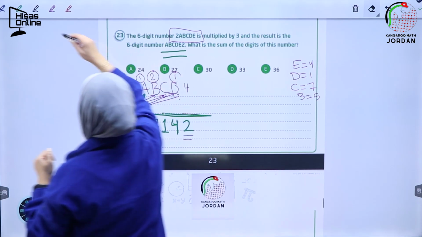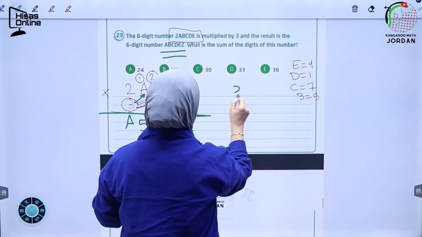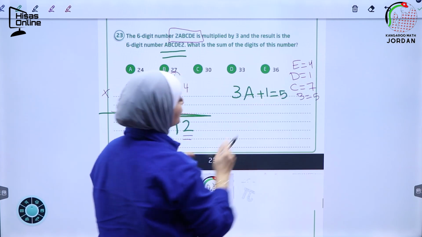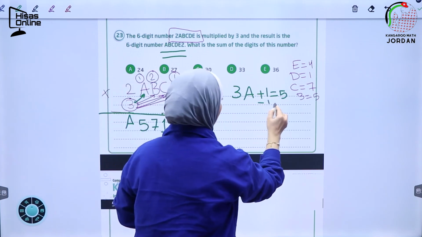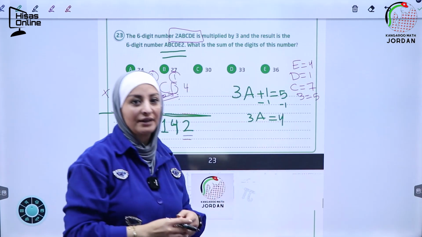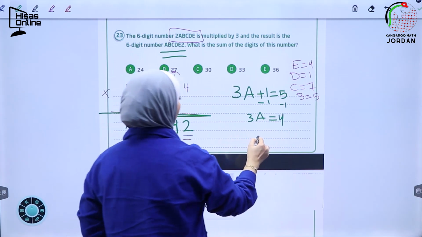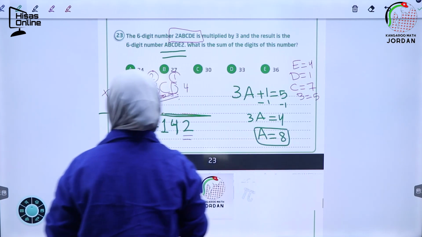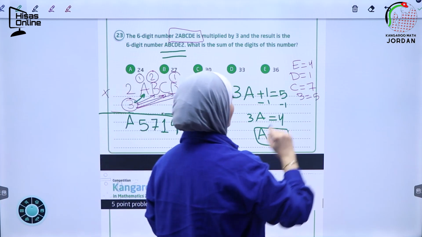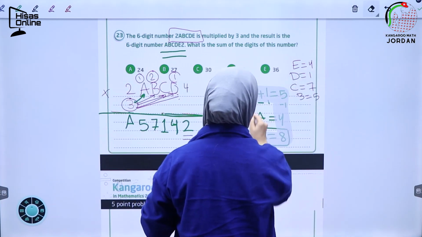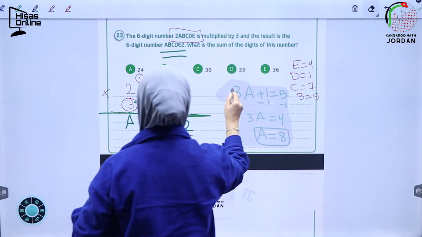Okay. 3 times A plus 1 equals 25, so minus 1, 3A equals 24. Of course, it's not a 4, it's a 24. So A equals 8. This is my last number to figure out.